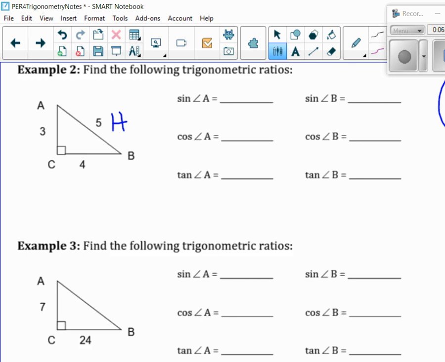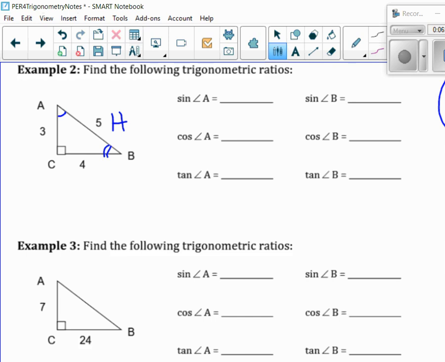Now, we have a dilemma. How do I know which one is my adjacent and which one is my opposite? Well, it depends on which angle I'm talking about. When I'm talking about sine A, that would be right here, which means this would be my opposite, this would be my adjacent. When I'm talking about sine B, that means this is now my theta, and this is my opposite, and this is my adjacent. So you may not want to label it on paper if you're asking multiple things.